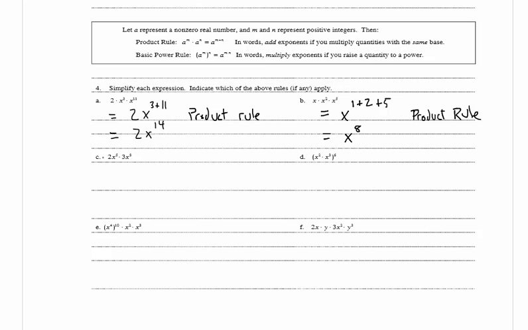In C, we have 2 times x to the 5th times 3x cubed. So this is going to be equal to 2 times 3 times x to the 5th times x cubed. And 2 times 3 is equal to 6. And x to the 5th times x to the 3rd is going to be x to the 8th. Because we multiplied x to the 5th times x to the 3rd, they had the same base, so we add their exponents. And we use the product rule.